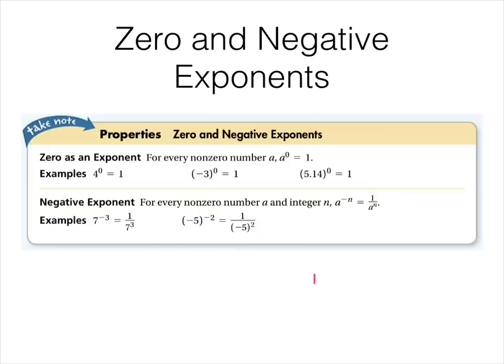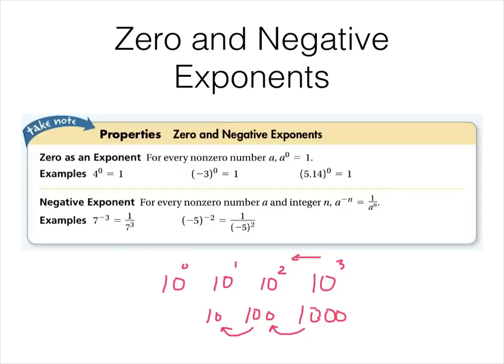Let's start by thinking about 10 to the third power, and we're going to work our way down that way. 10 to the third power, 1,000. Okay? 10 to the second power, 100. 10 to the first power, 10. Easy so far, right? Now think about what's happening each time you go down a step. We're dividing by 10, right? Well, 10 to the zero power would be 10 divided by 10, which is 1. And 10 to the negative 1 power would be 1 divided by 10, which is 1/10.